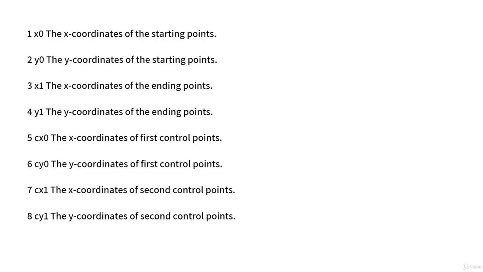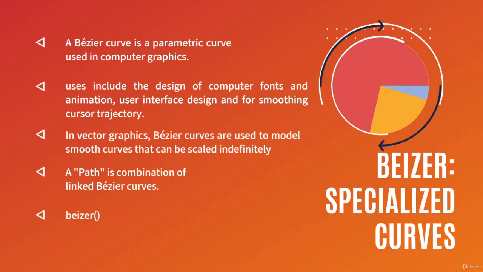Now, to draw a Bezier, there are a lot of parameters that need to be defined. A lot of control points. We call them the control points, the ending point, and the starting point. So there has to be a starting point of the curve, there has to be an ending point of the curve, and then there are control points which will control the movement of the curve in the plot area. Otherwise, it would be indefinite. That's what I said here, that they can be scaled indefinitely.